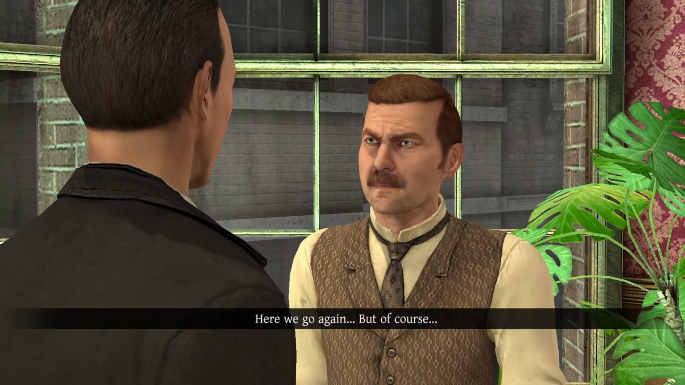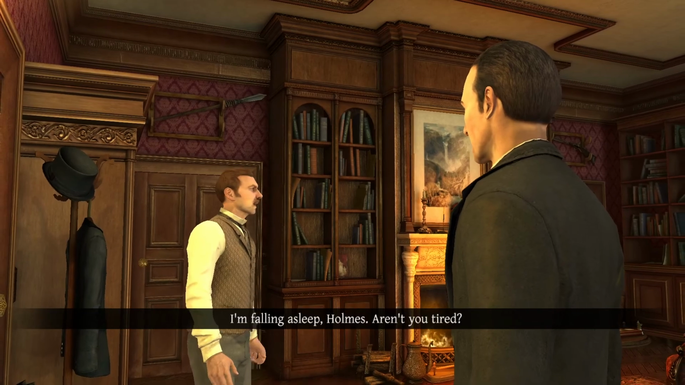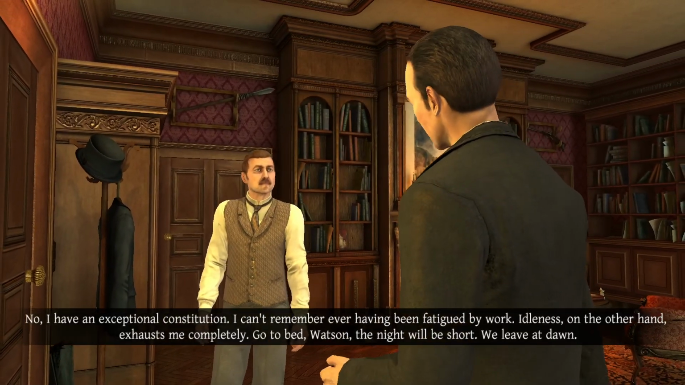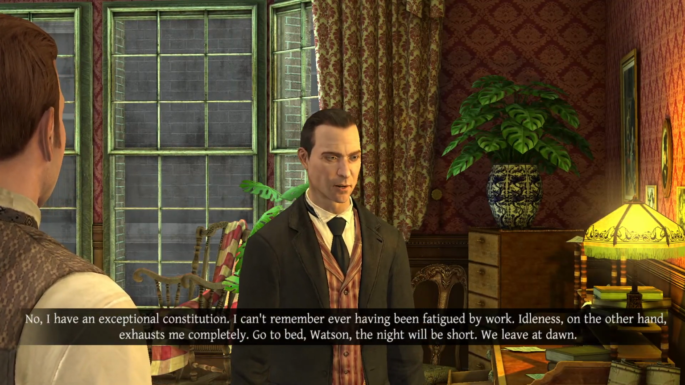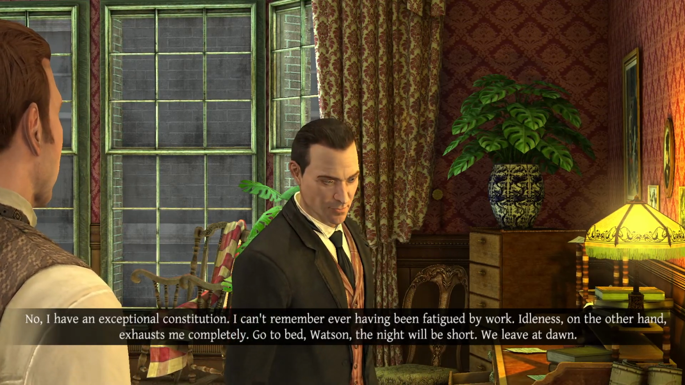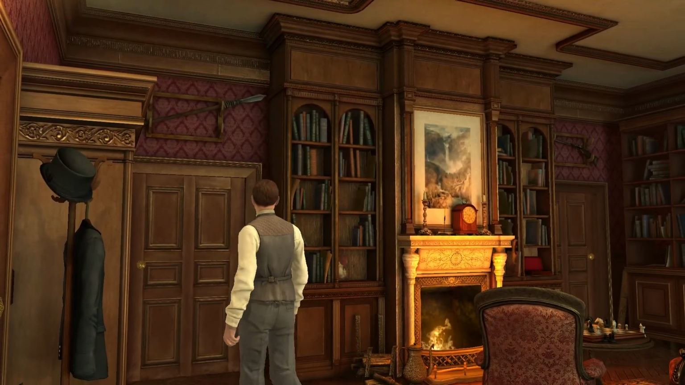Here we go again. But of course... Don't be a cheapskate, Watson. I'm falling asleep, Holmes. Aren't you tired? No, I have an exceptional constitution. I can't remember ever having been fatigued by work. Idleness, on the other hand, exhausts me completely. Go to bed, Watson. The night will be short. We leave at dawn. We ride at dawn.